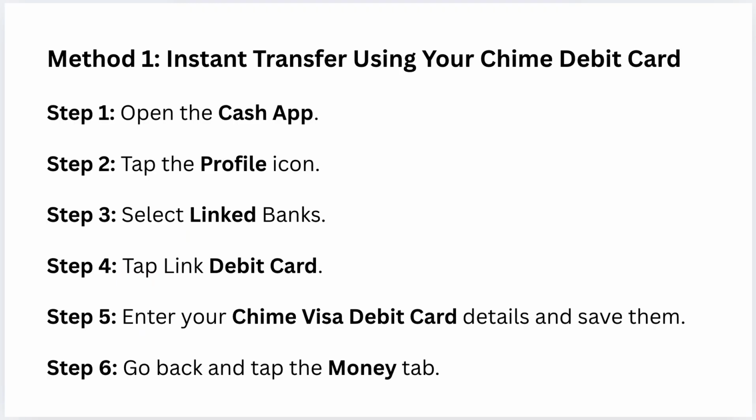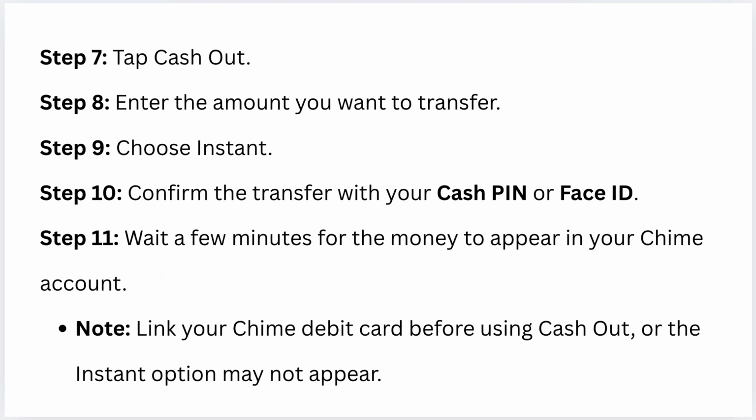Go back and tap the Money tab. Then tap Cash Out. Enter the amount you want to transfer. Choose Instant, then confirm the transfer with your Cash PIN or Face ID. Wait a few minutes for the money to appear in your Chime account.